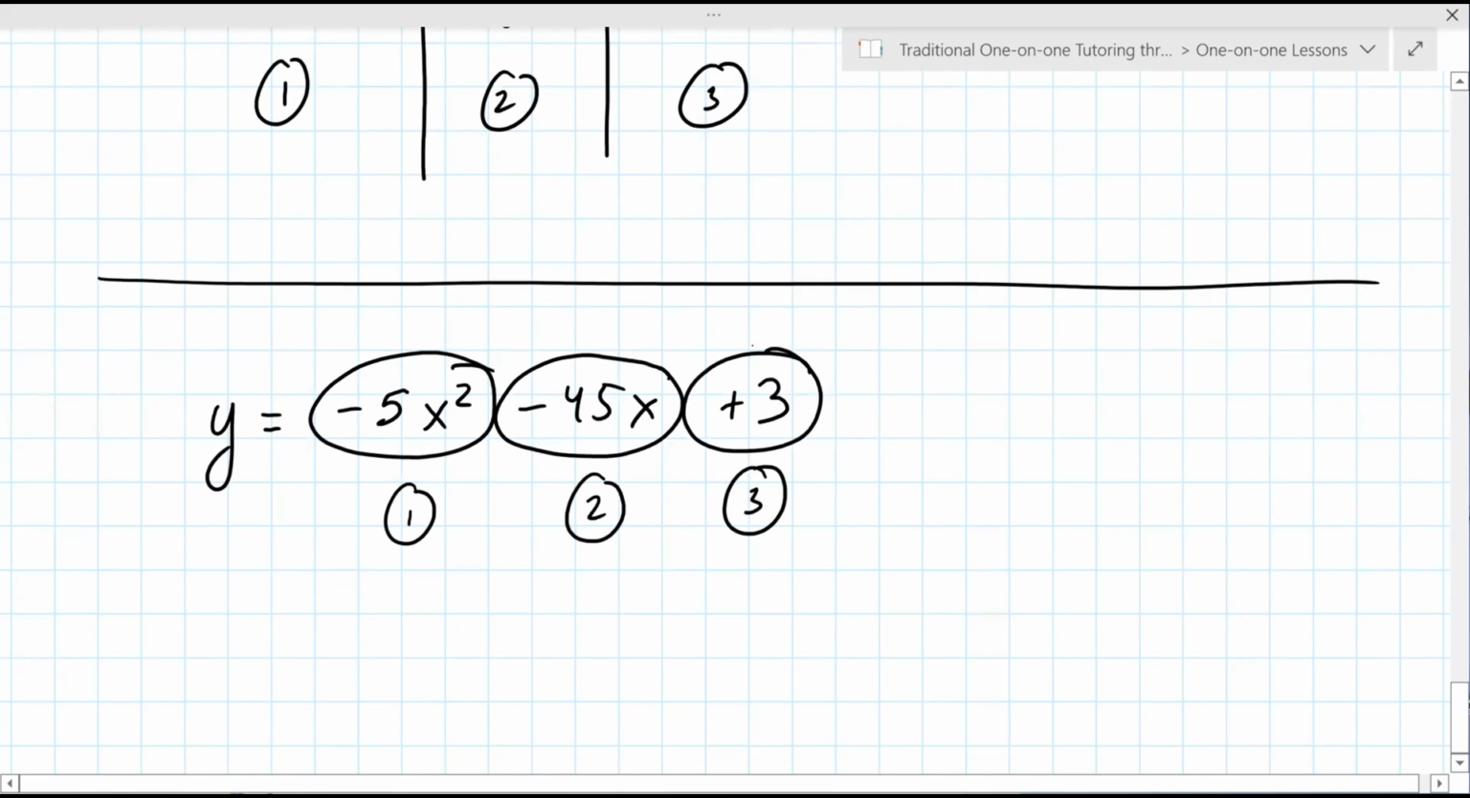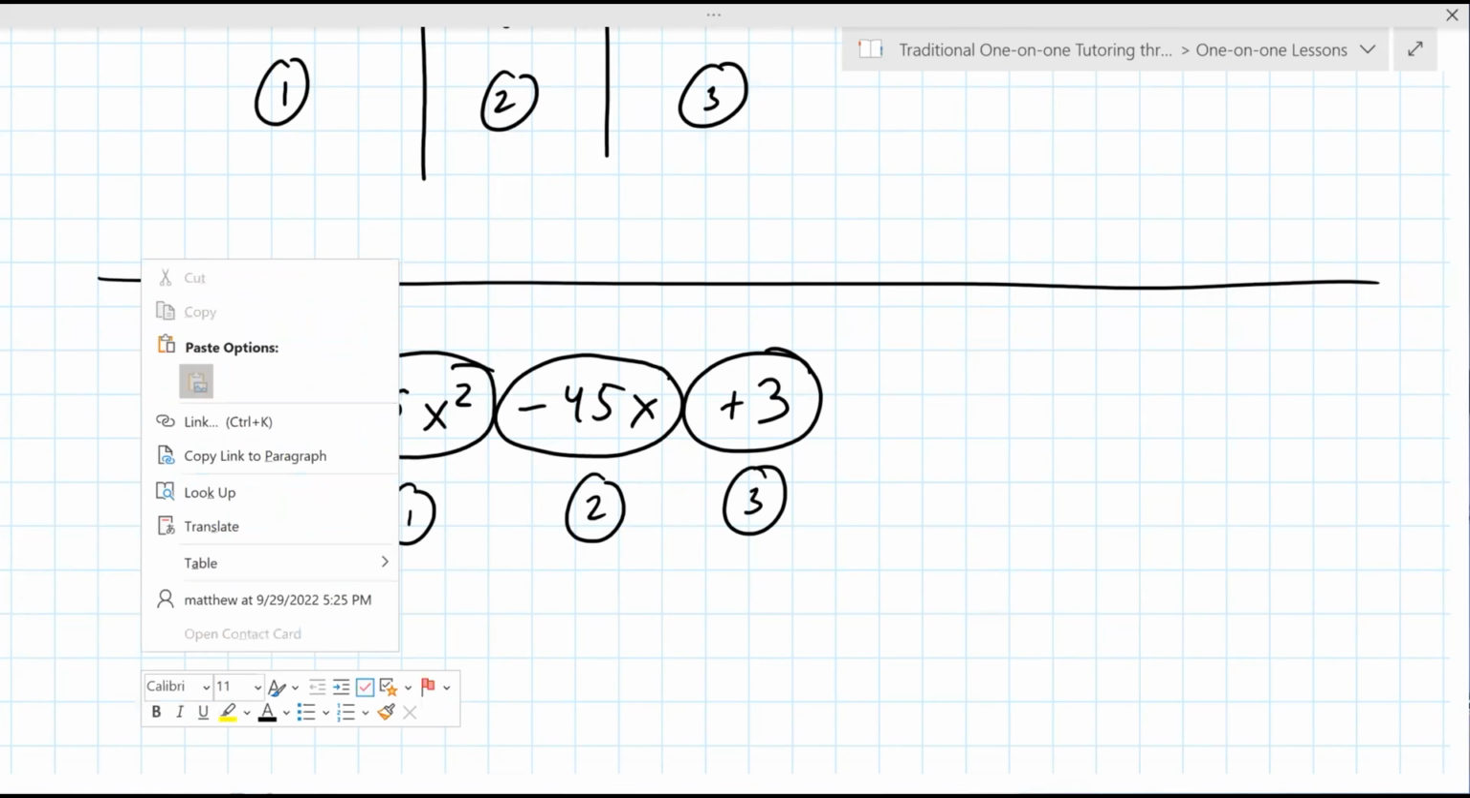Okay, so negative 5x squared. Yep. What's the next one? Negative 45x. Okay. What's the next one? Positive 3. Okay. So here, this will probably be our last problem.